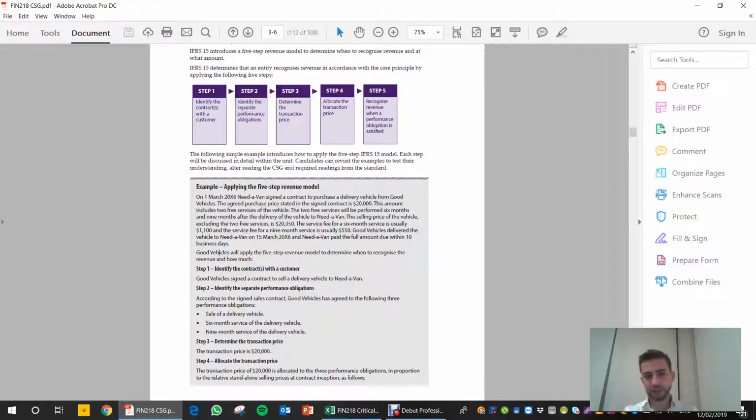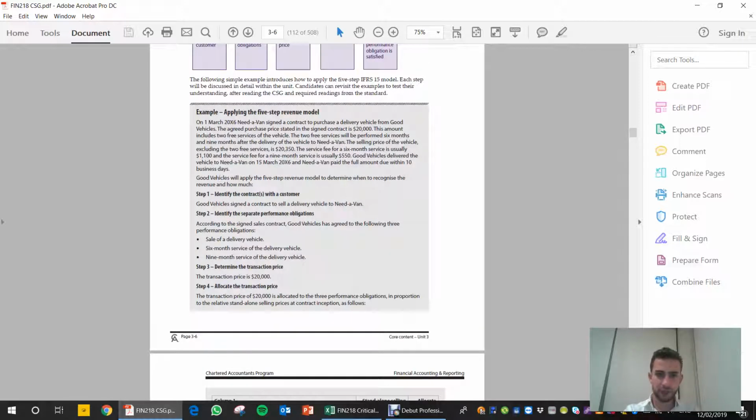Okay, so let's go through this first example. It's very high level. Need a Van signed a contract to purchase a delivery vehicle. The agreed purchase price stated in the contract is $20,000, and this amount includes 2 free services of the vehicle. The 2 free services will be performed 6 months and 9 months after delivery of the vehicle. The selling price of the vehicle, excluding the 2 free services, is $23,50. That's what you'd ordinarily pay for the vehicle by itself. The service fee for a 6-month service is $1,100, and the service fee for a 9-month service is $550.